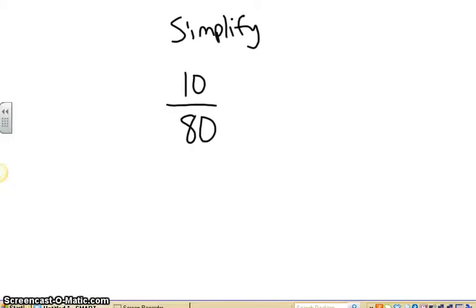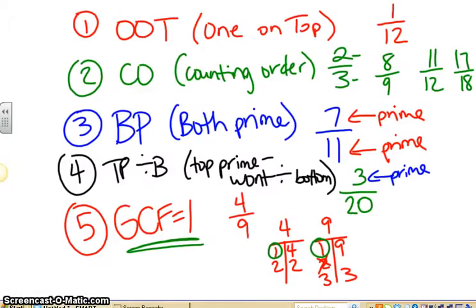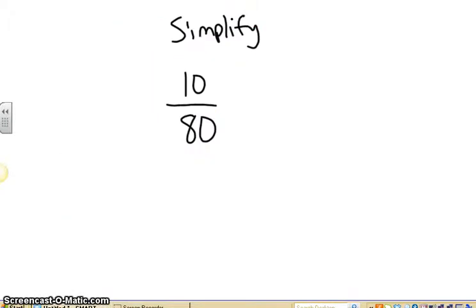If I were to take a fraction and you were told to simplify something like, let's do 10/80ths. Now many of you right away would be able to identify that that can be simplified by using the greatest common factor. So we would use our rules. No, it's not in counting order. They're not both prime. The top's not prime. What were some of the other ones? Let's see. There's not a 1 on top. And the only other rule we have to check is the greatest common factor.